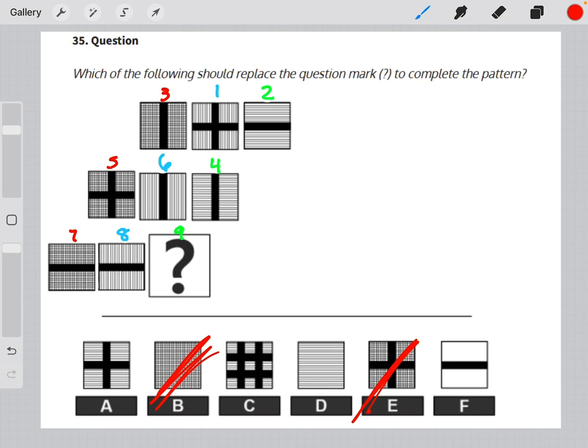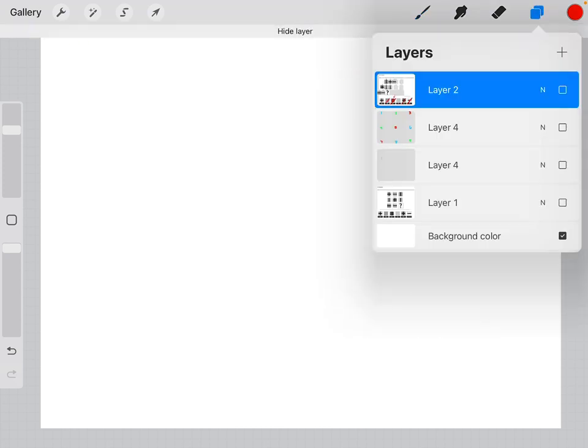E, and F. And we can also eliminate C because we haven't seen this pattern of the big black bold shapes. So we can get rid of C as well. So between A and D, how are we going to be able to tell the difference? Well, we need to go back to our original.